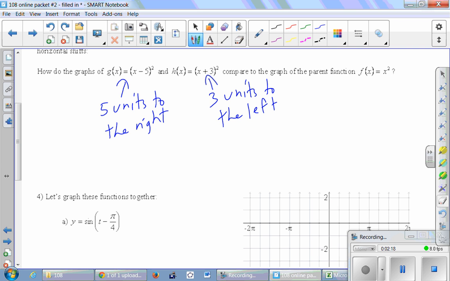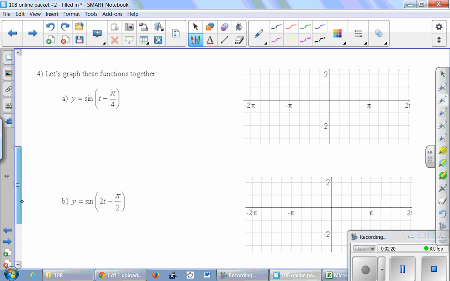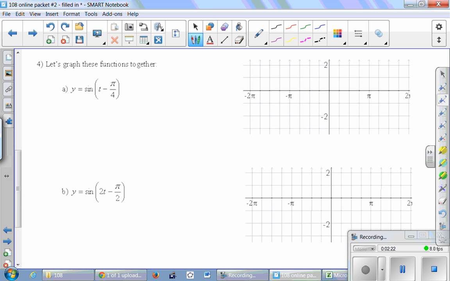Number 4, let's graph these functions together. So the first one is y equals sine of (t minus pi over 4). Okay, so I'll first start by graphing my basic sine graph. So I'll plot my 5 points. So sine starts in the middle and it's on its way up. And it hits the top at pi over 2 right there, back to the middle, back to the bottom, and then the 2 pi got cut off a little bit, but this right here is our original graph, y equals sine t.